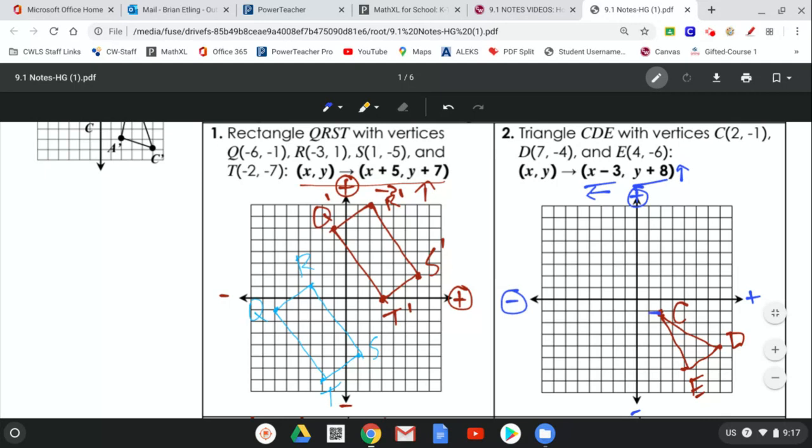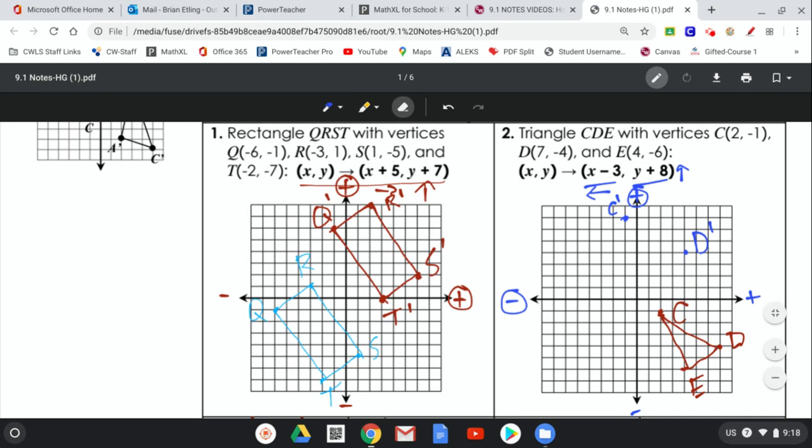So we're going to go 1, 2, 3, 1, 2, 3, 4, 5, 6, 7, 8. So that's going to be right there. That's going to be C prime, okay? Same thing for the rest of them, okay? So D, we're going to go 1, 2, 3, 1, 2, 3, 4, 5, 6, 7, 8. All right, and so that is going to be D prime.